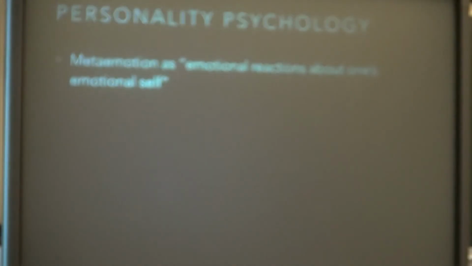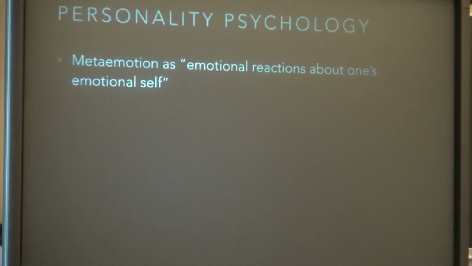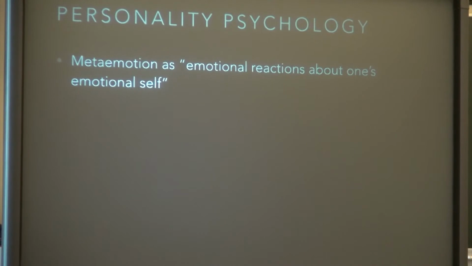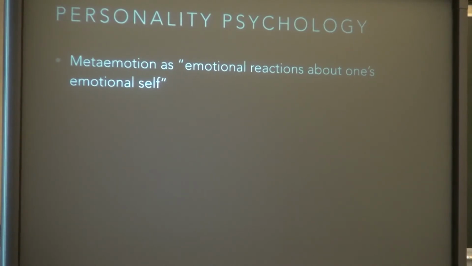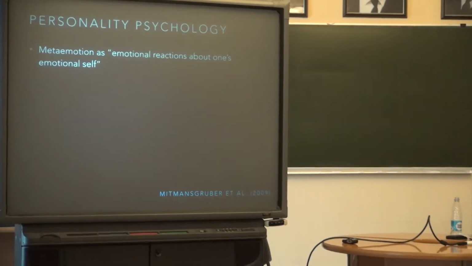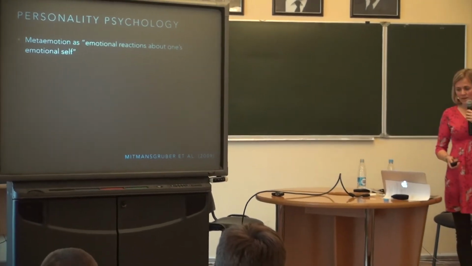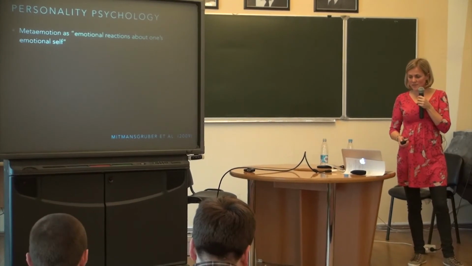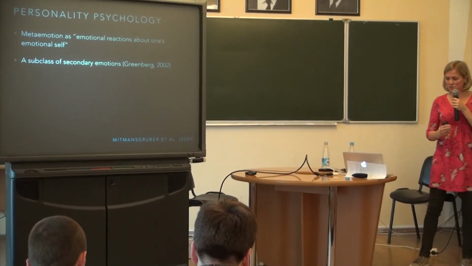They broadly define meta-emotion as emotional reactions about one's emotional self. So it's an emotion where the object that the emotion relates to is another emotion. They see meta-emotion as a subclass of secondary emotions.